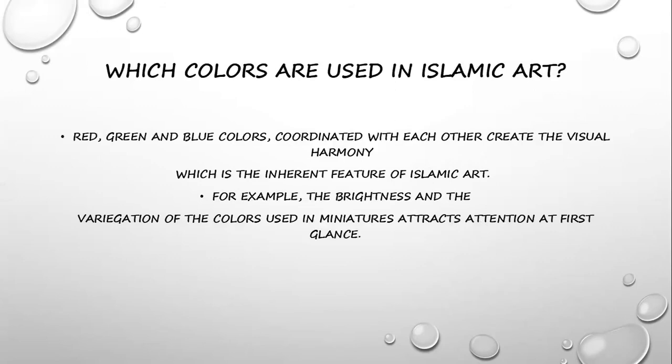Which colors are used in Islamic art? The colors that they use are red, green, and blue. These colors coordinate with each other and create visual harmony, which is the inherent feature of Islamic art. For example, the brightness and the variegation of the colors used in miniatures attract attention at first glance.